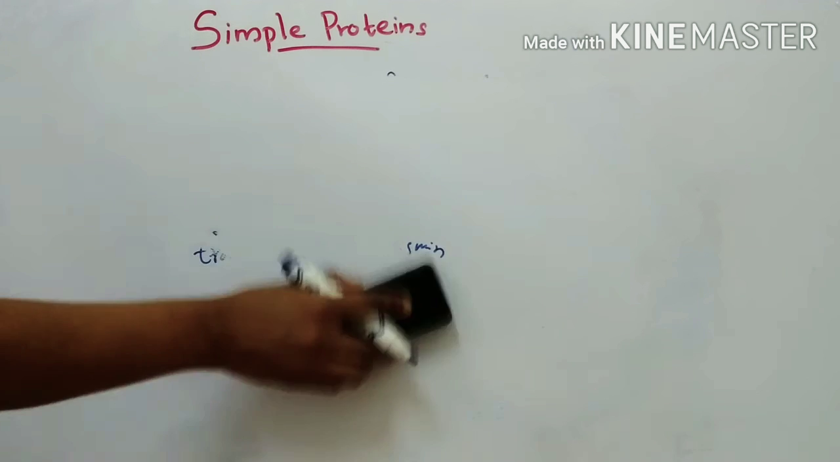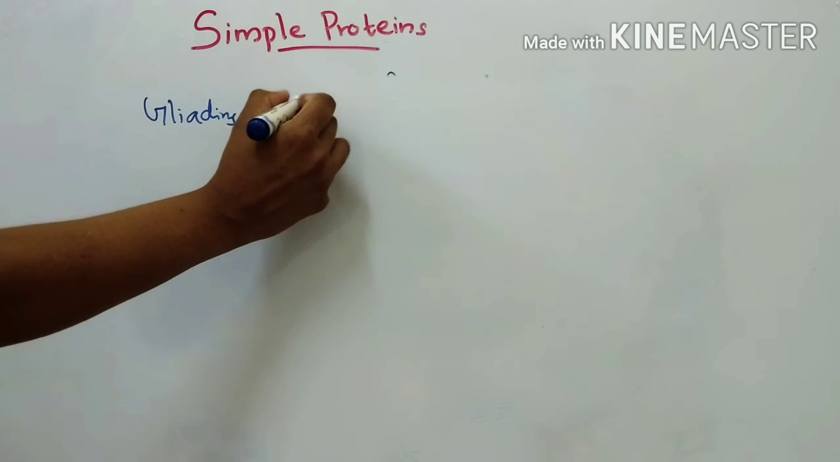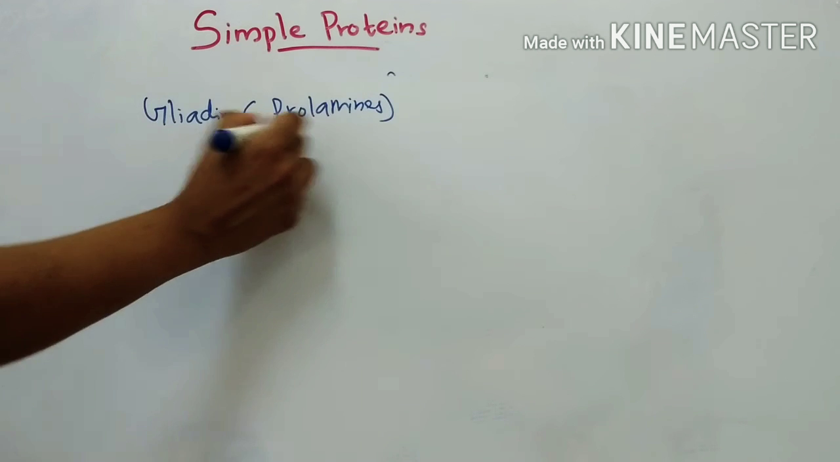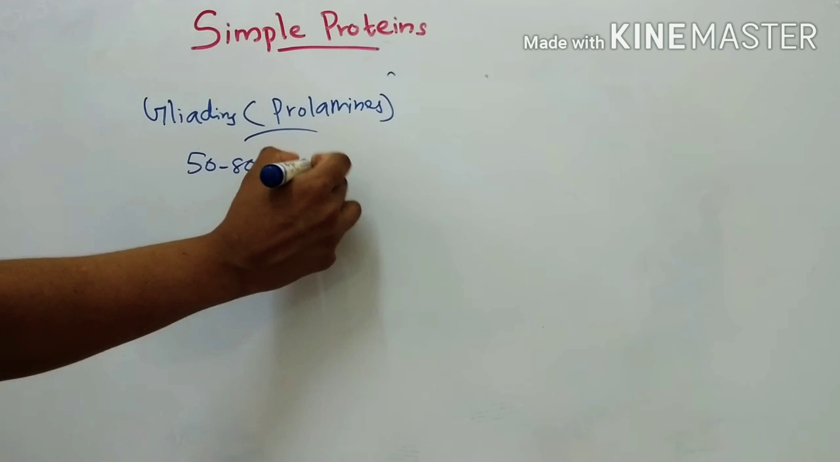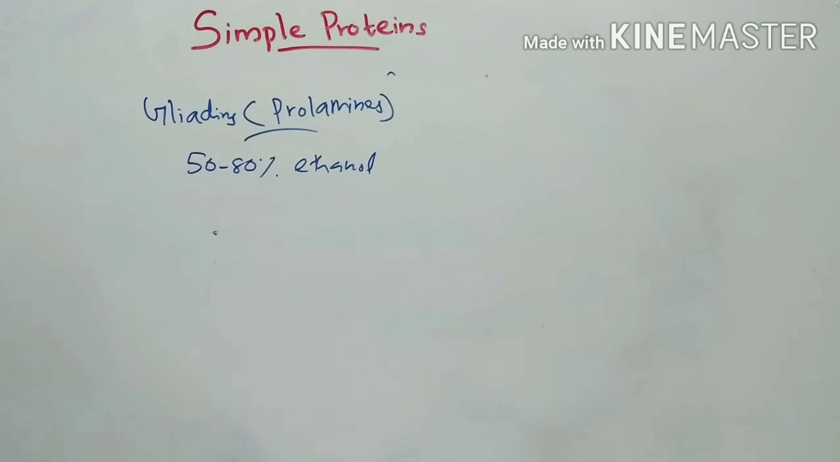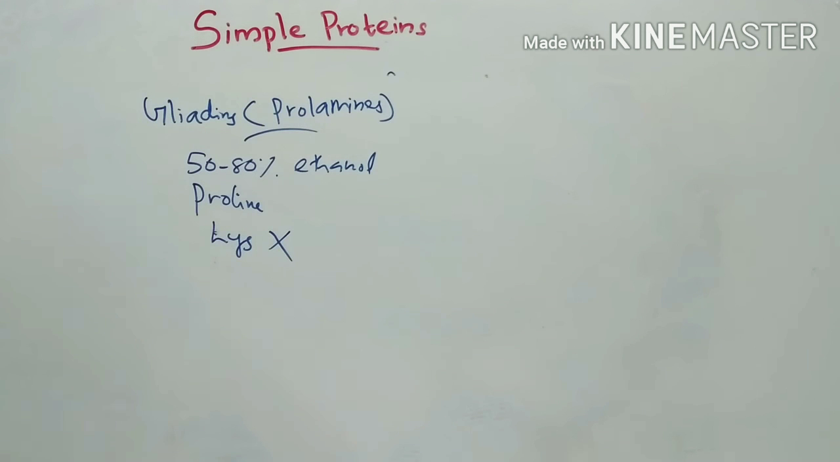Next simple protein is gliadins, otherwise called prolamins. These are alcohol soluble plant proteins. They are insoluble in water or salt solutions and absolute alcohol, but they dissolve only in 50 to 80% ethanol. They are very rich in proline but poor in lysine. For example, gliadin of wheat and hordein of barley.